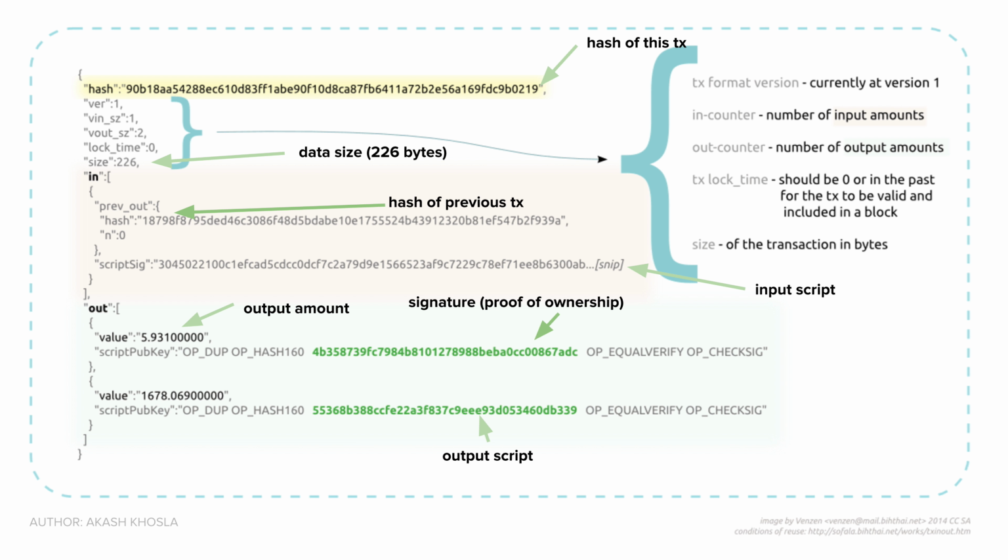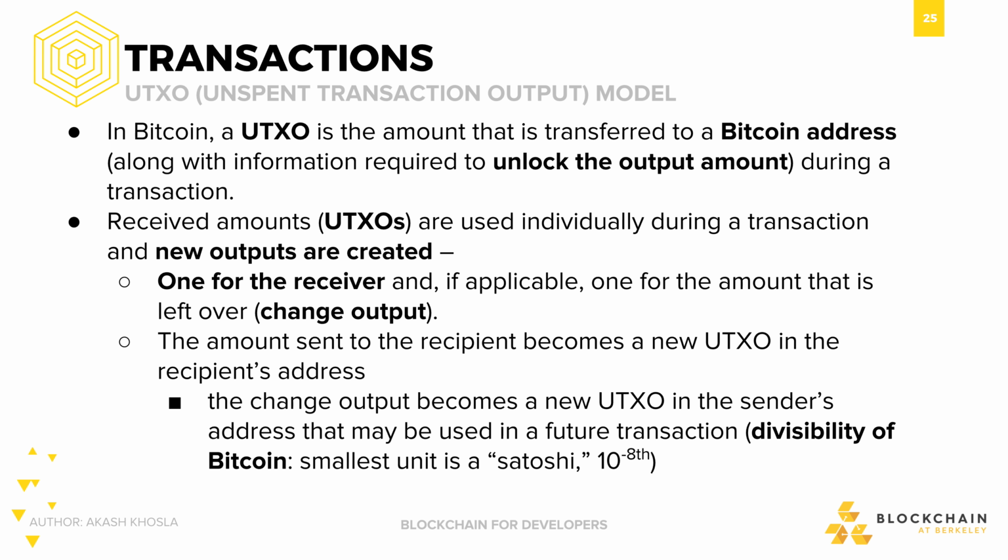So yeah, for the inputs, you have the hash of the previous transaction. You also have an input script. We'll talk about what that is. For the outputs, you have an output amount, a signature, and an output script. Again, we'll talk about scripts because transactions have a bit of a catch from the way we taught them, but just remember the UTXO model, which is extremely important.